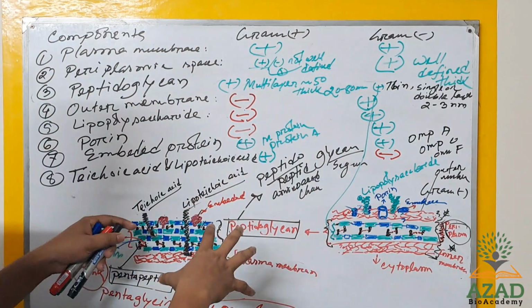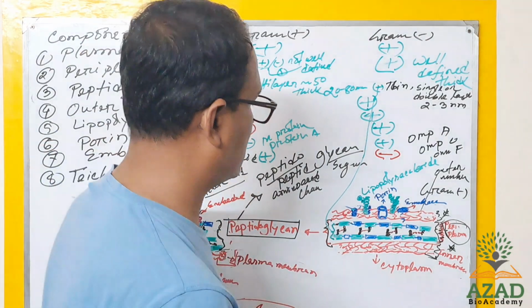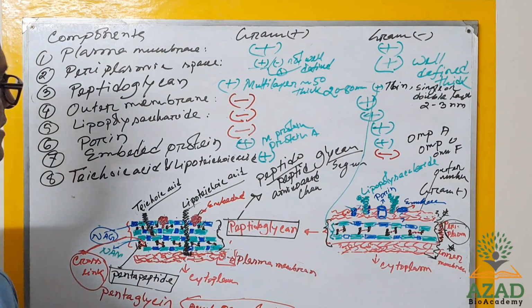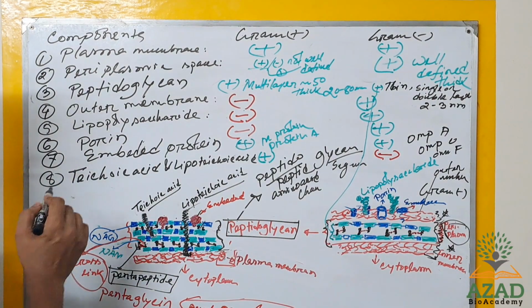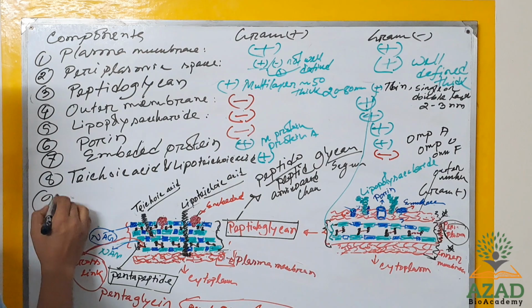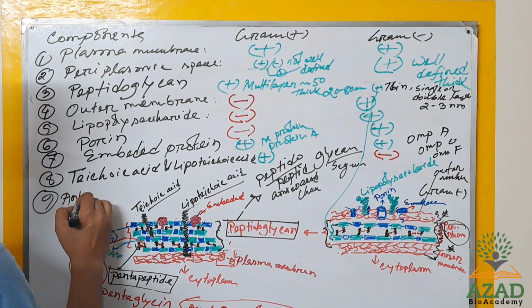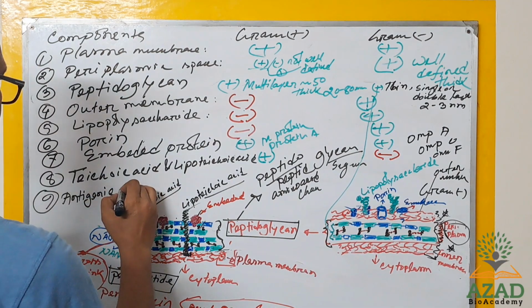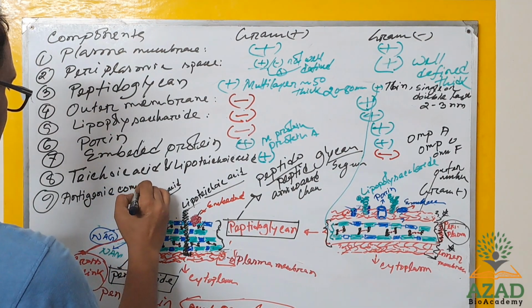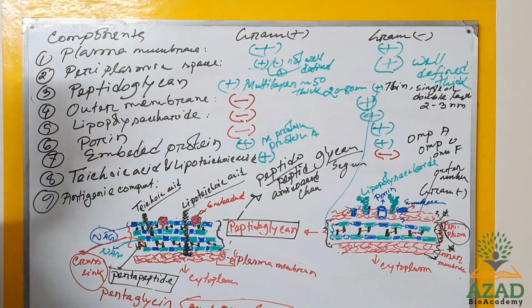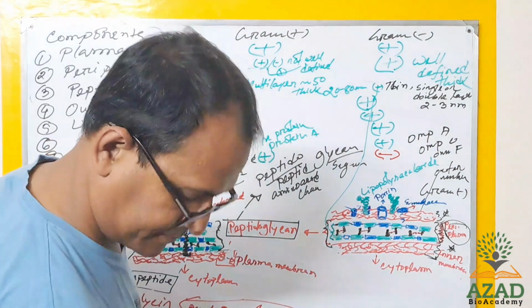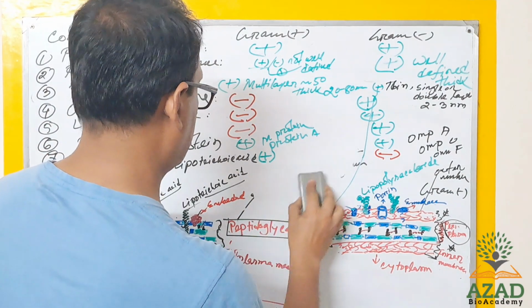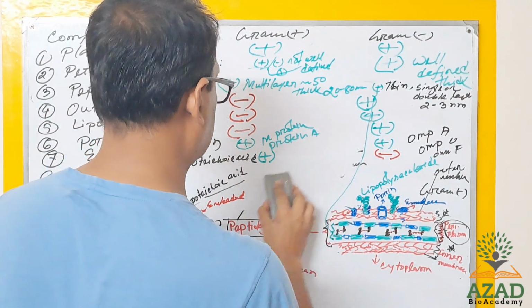Among them, which substances are antigenic, and what other substances can be antigenic also? So I will add another point, that is the antigenic molecular component. Here I will try to explain the antigenic substances.